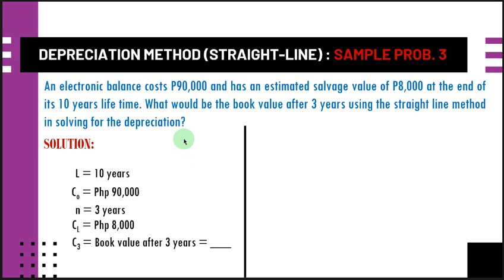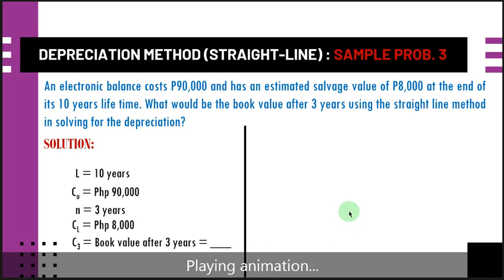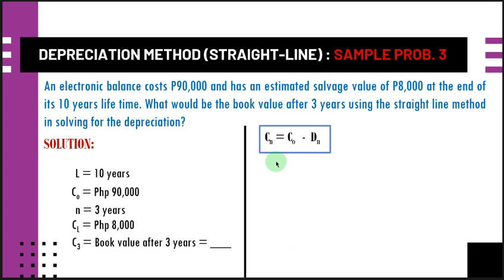So what we are going to use for this is in getting this C subscript 3. First we have now this simple formula for calculating the C sub N, which is equal now to C sub O minus capital D sub N. So proceeding, if we are going to substitute our N and our C sub O and our D sub N, actually we have here our C sub 3 equal now to C subscript O minus our D of C subscript 3. And this is our book value after 3 years.